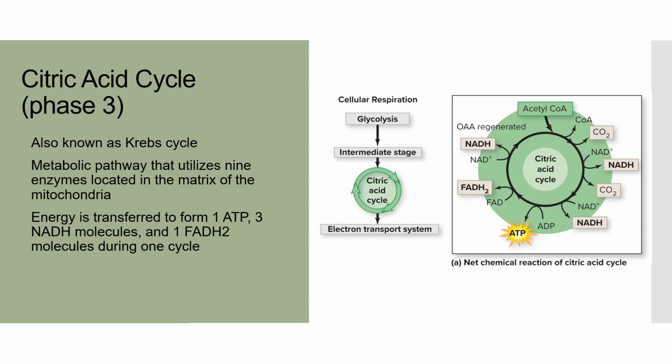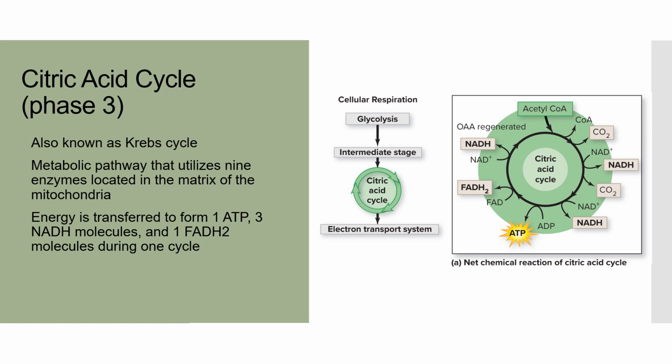The citric acid cycle is also known as Krebs cycle. It takes place in the mitochondria, also known as the powerhouse of the cell. It starts with the 2 pyruvate molecules produced in glycolysis. These pyruvate molecules are converted into a molecule called acetyl coenzyme A. Acetyl coenzyme A enters the citric acid cycle.